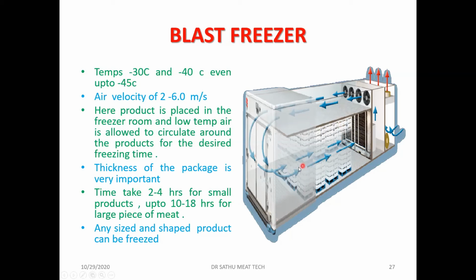Normally we say freezing involves 2 stage or 3 stage: one is freezing, then frozen storage, then thawing. Here in the blast freezer, we freeze it, then we keep it in the frozen storage. The freezing here takes place at minus 30 to minus 40. After freezing the product, we take it and keep it in the frozen storage, so the cost of storage can be reduced.